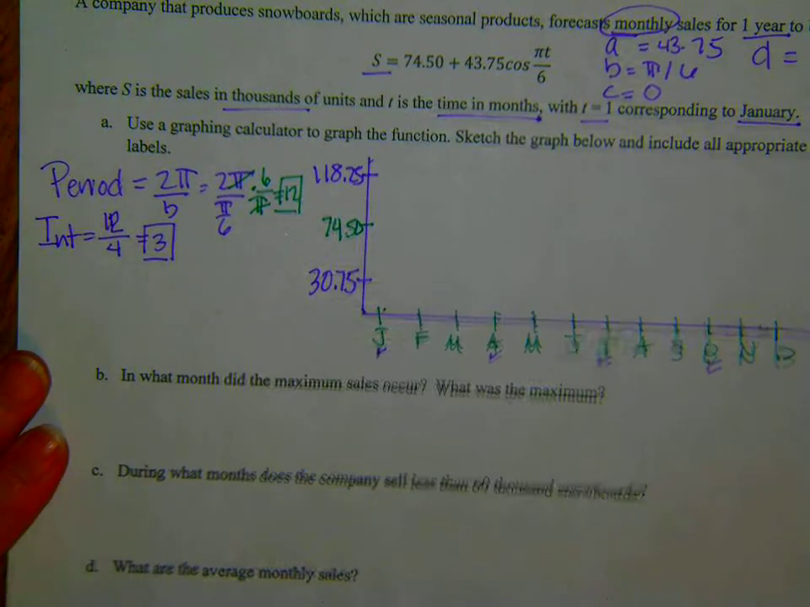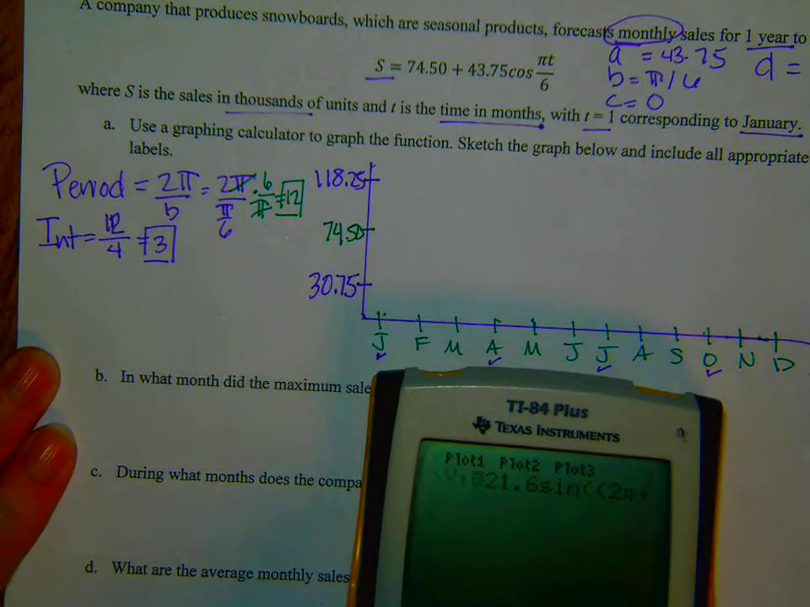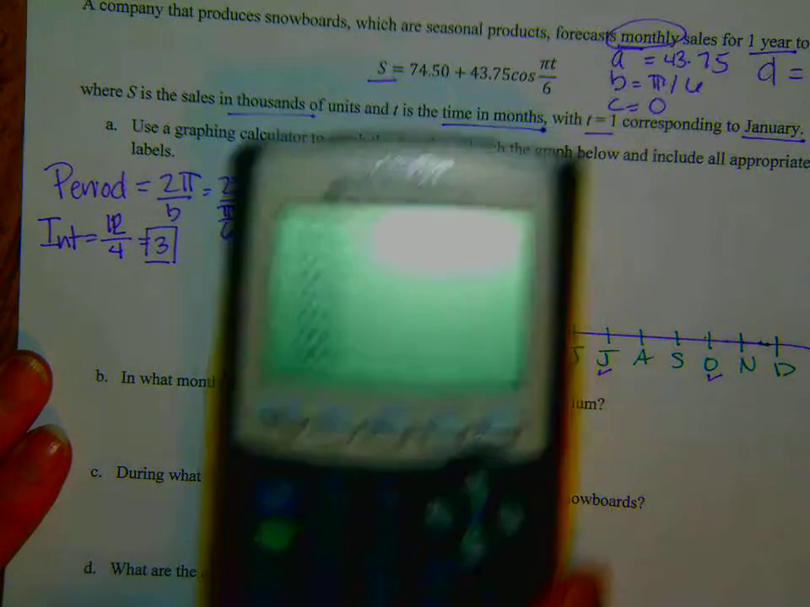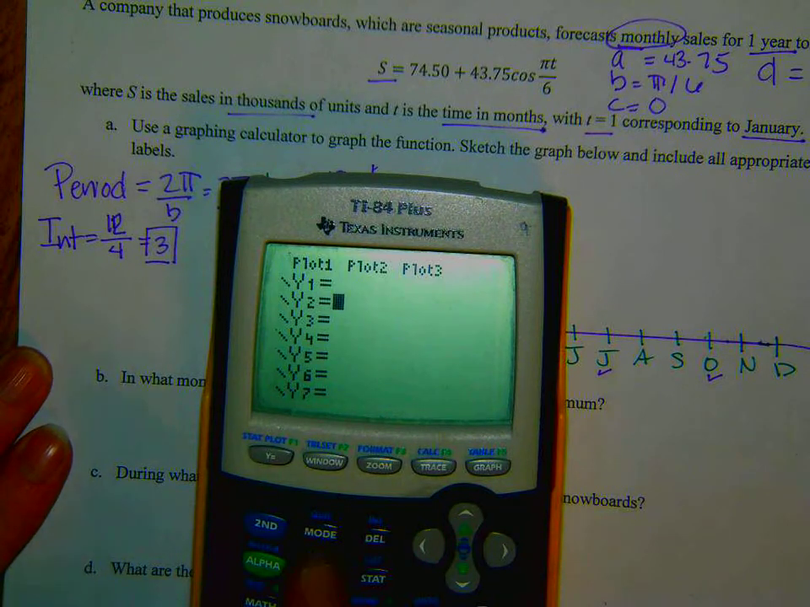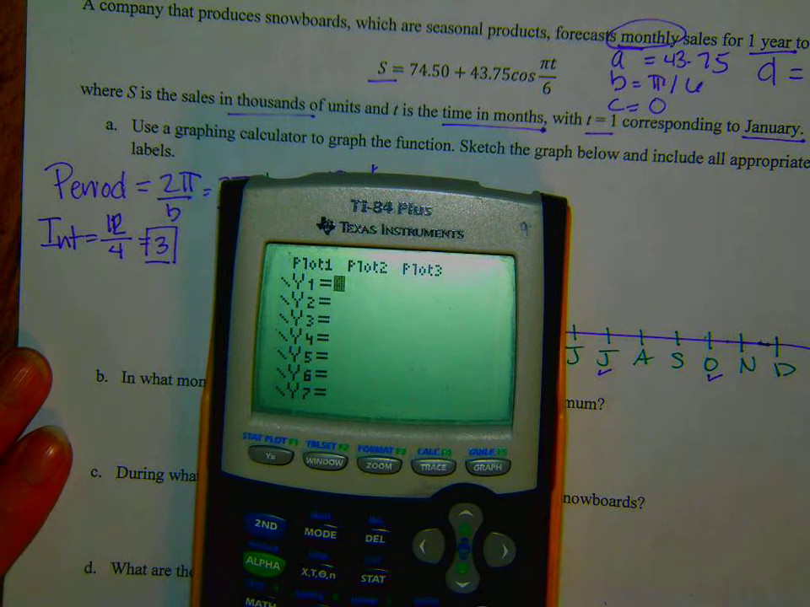Let's take our calculator and plug in our equation. That's what we need to do next. So y equals, let's figure out what we have. Cut out the glare. All right, first of all, what mode are we in? We're in radian mode. Y equals, we're going to have A, 43.75. We have a cosine function. Cosine, parentheses, extra parentheses, second pi divided by 6, parentheses. We have no shift. We have an x. We have then parentheses. We're going to add 74.5. We have our equation in there.